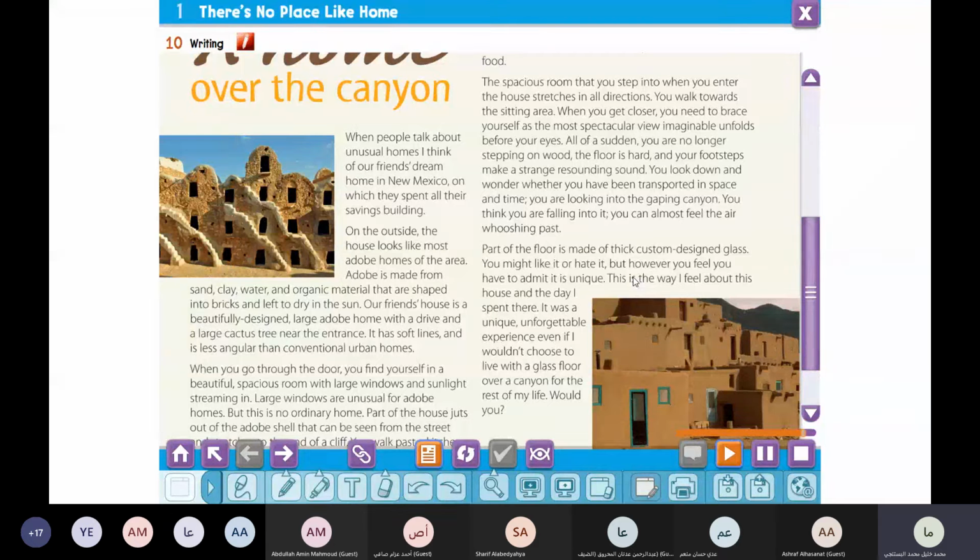This is the way I feel about this house and the day I spent there. It was a unique, unforgettable experience, even if I wouldn't choose to live with a glass floor over a canyon for the rest of my life. Would you?